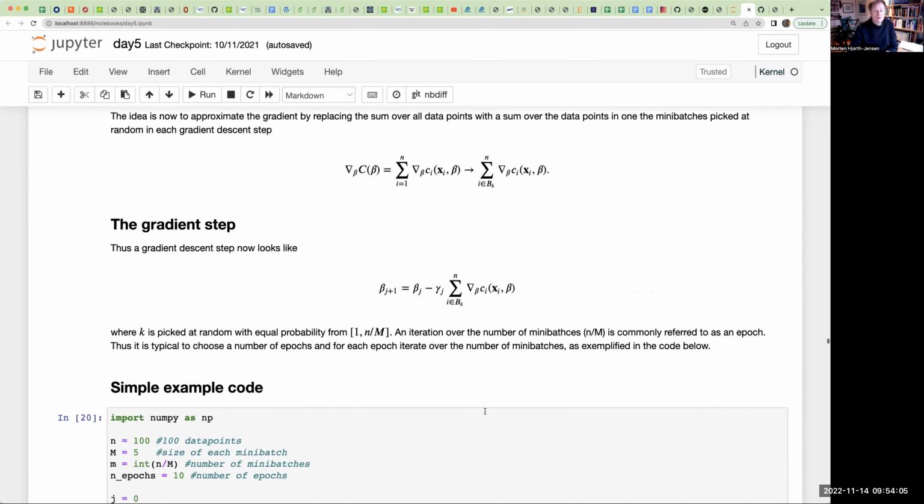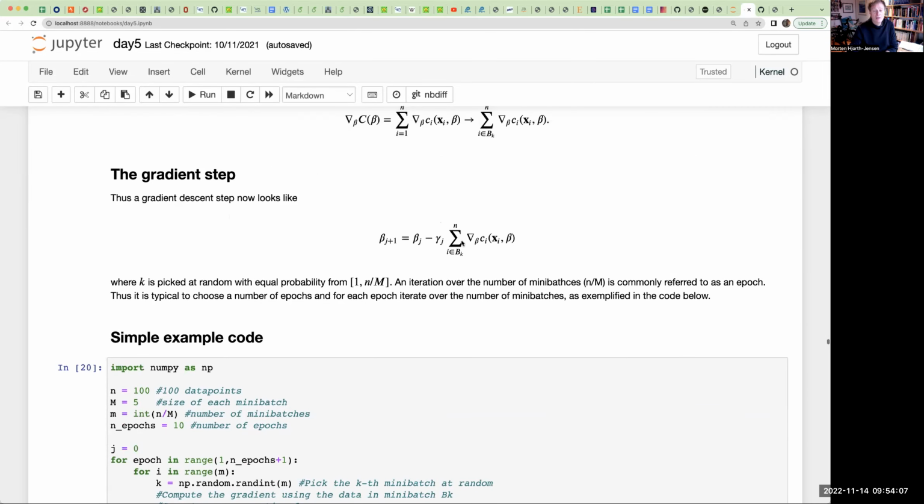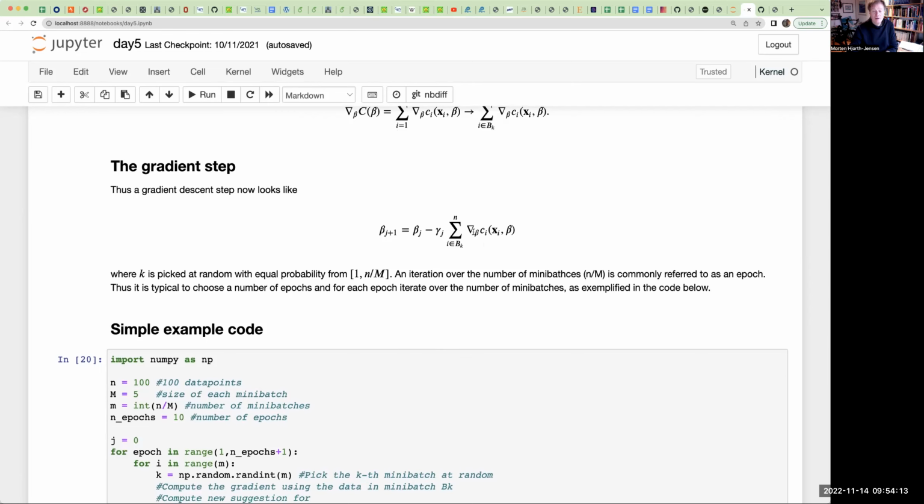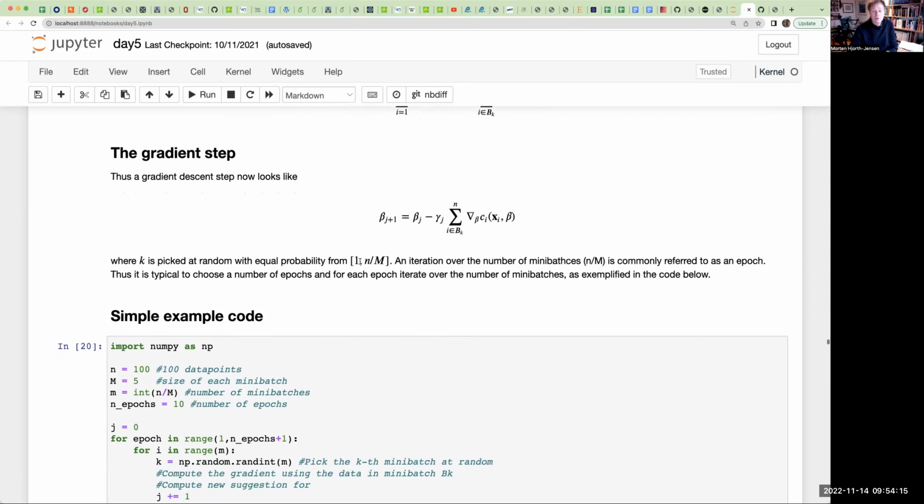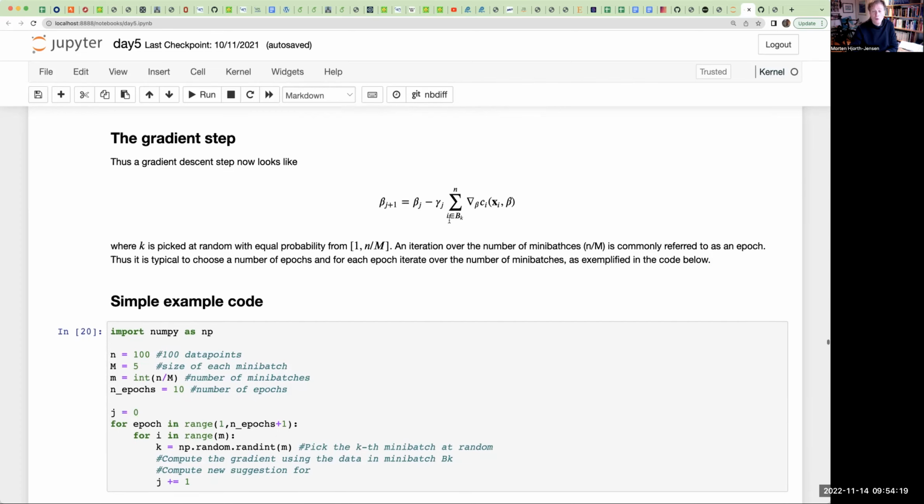So that means that your gradient step would now look like a loop over the batches here, where you now pick numbers randomly with equal probability. And then you run over all the possible mini batches, and that is normally referred to as one epoch. Then when you've done that, you repeat it.